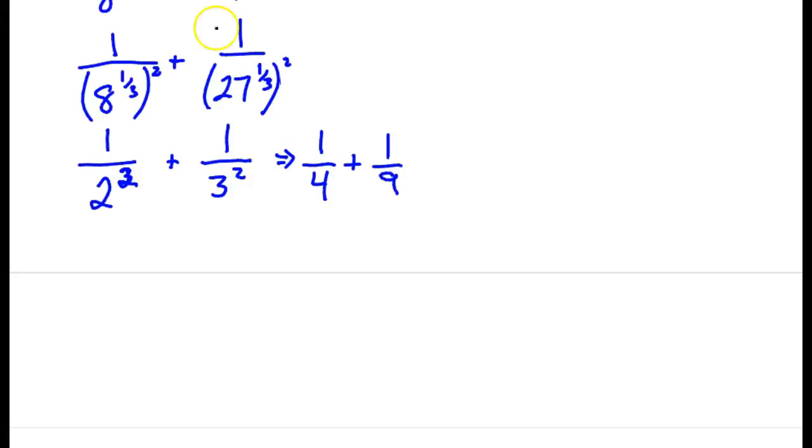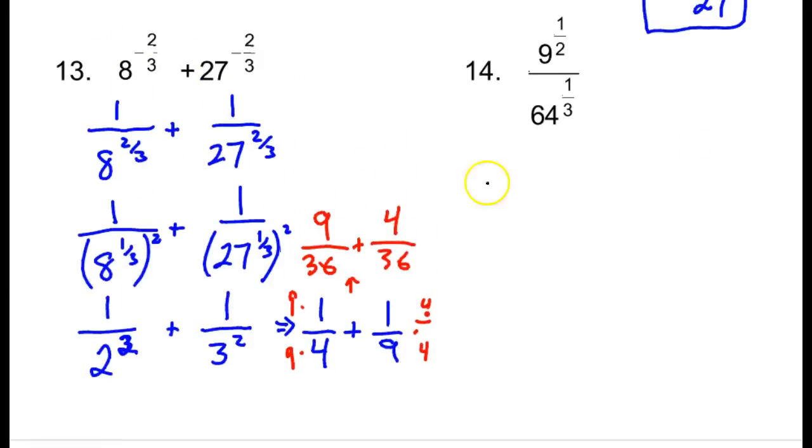And how do you add those fractions together? Through common denominator. So what's the smallest number that both 4 and 9 go into? You'll get 36. So we have to multiply 4 top and bottom here. That'll give us 36. So we have 1 times 4 on top. And here we have to multiply top and bottom by 9 to get 36. So on top, 9 times 1 is 9. And therefore, our final answer is going to be 9 plus 4 is 13 over 36.